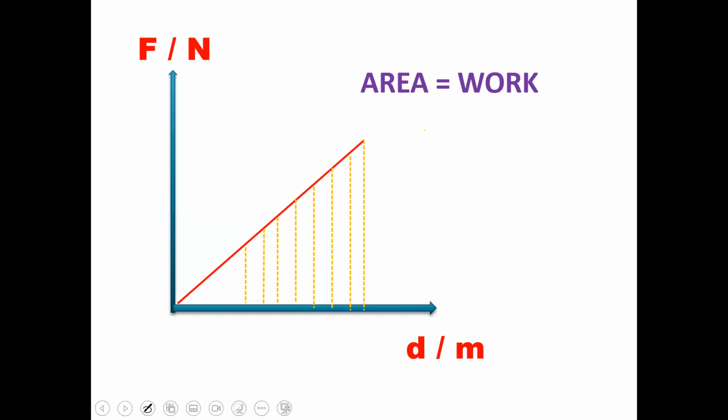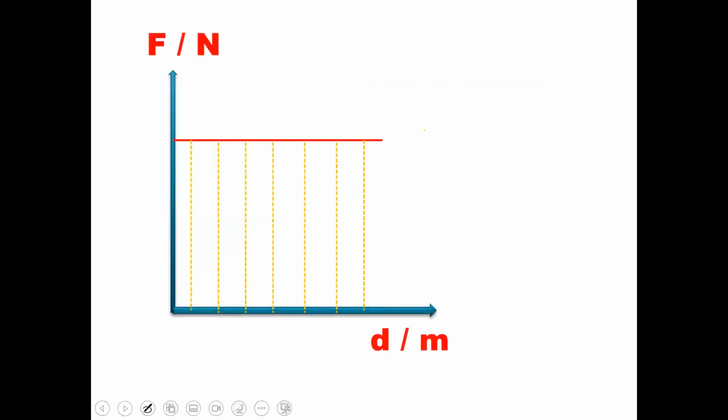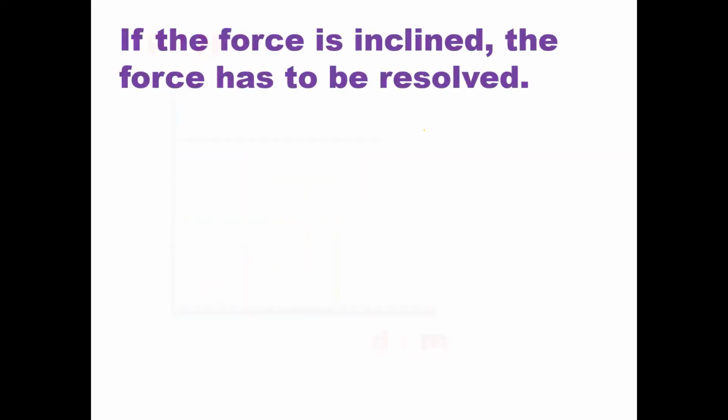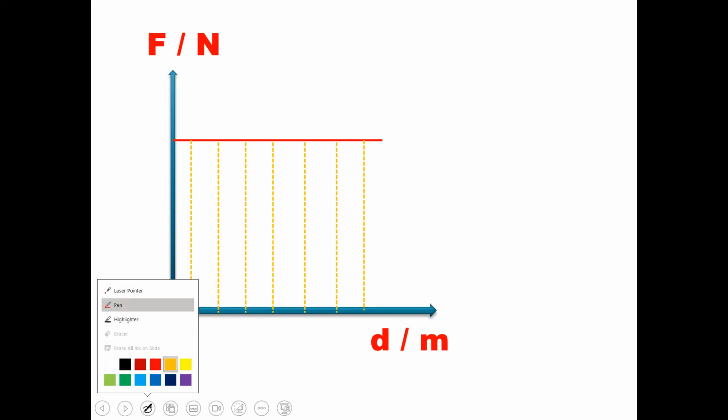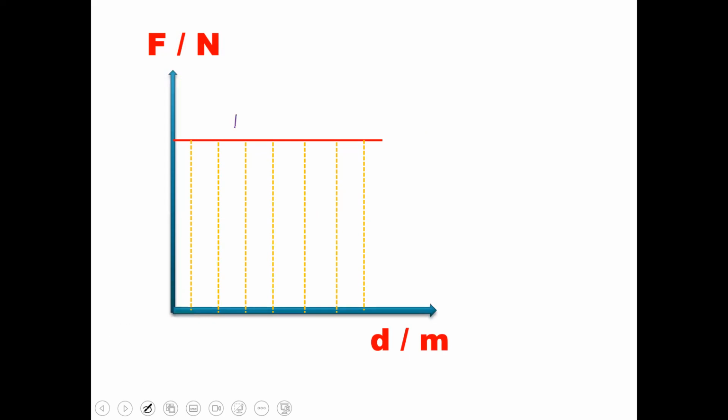So the area is work. The line is horizontal. When the line is horizontal, it means force is constant. When the line is horizontal, the force is constant.